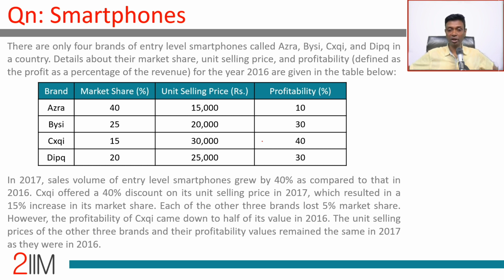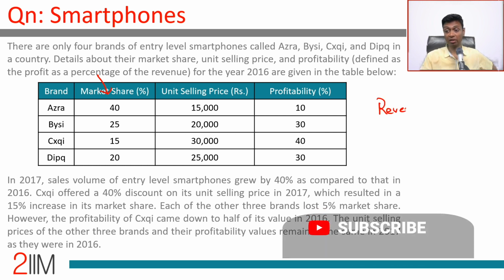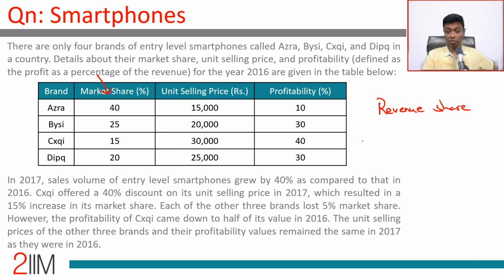40, 25, 15, 20. Because unit selling price is given, assume market share refers to share in number of units, not share in revenue. That will be described as revenue share. Market share can also denote revenue if you're talking only in terms of overall revenues, but here we are clearly talking in terms of units.